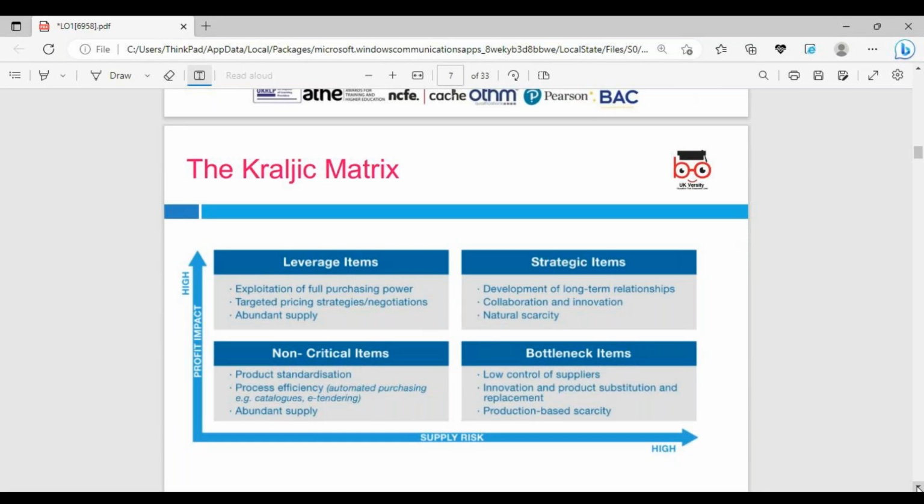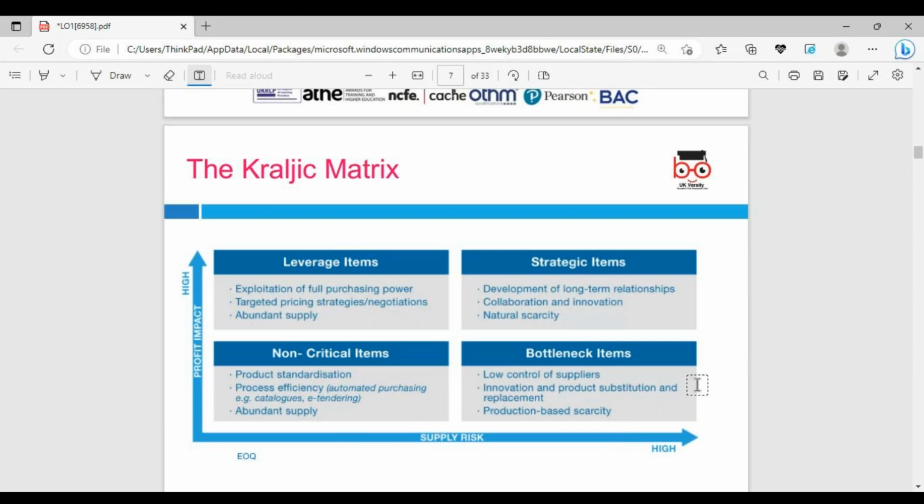We can look around. So for non-critical items, it is product standardization. We normally use the words high value items and low value items as well. So procurement efficiencies: automated purchasing, catalogs, reordering point, economic order quantity in procurement. So you only buy things based on EOQ. What is the EOQ? Economic order quantity. You only buy what is economically viable, because there is storage cost involved. Low control of supplier innovation, product substitution, replacement, and product-based scarcity.